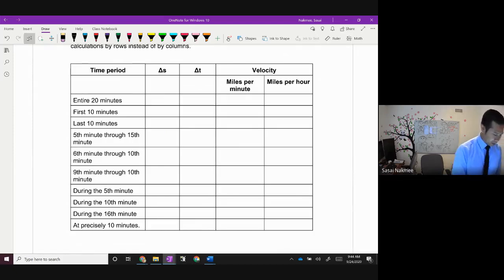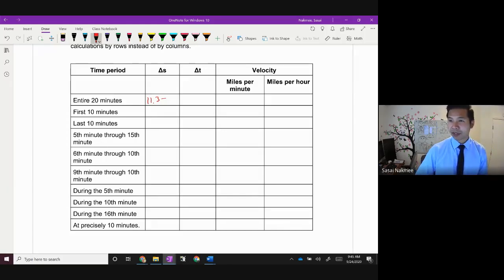So check this out. Delta S is the change in the distance for the entire 20 minutes. So in the entire 20 minutes, how much change was there in the distance that was being traveled? Well, how far did he travel at the end there? This person traveled 11.3 miles. And how far did they travel at the very start of this? 0. That's right.